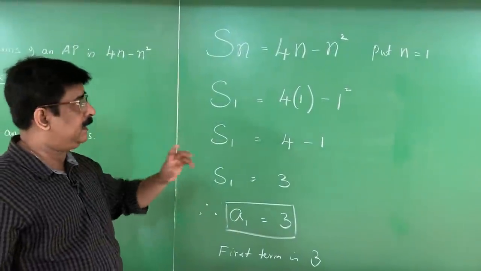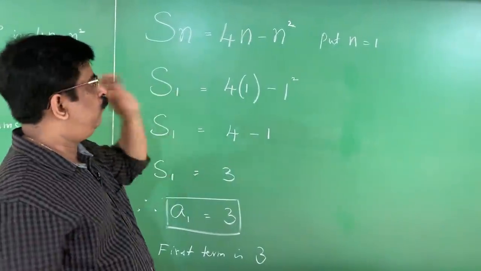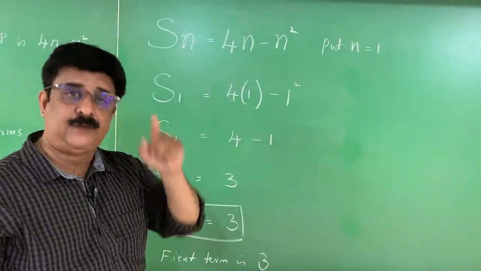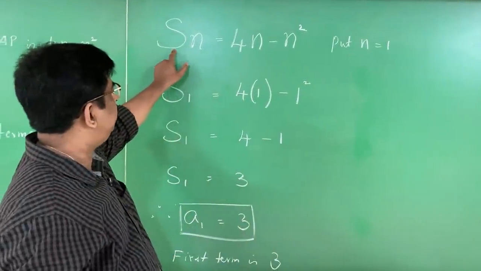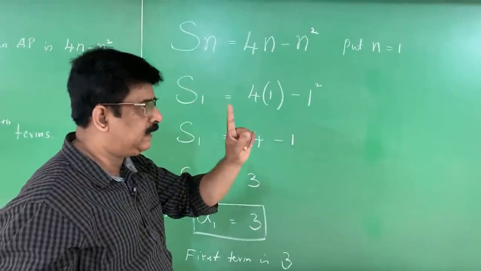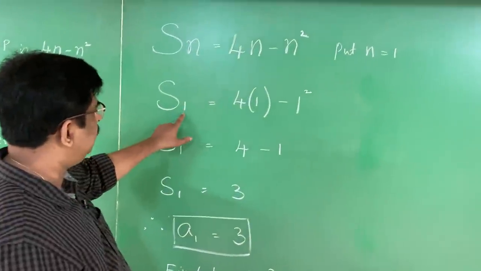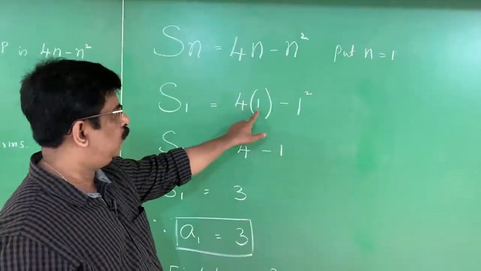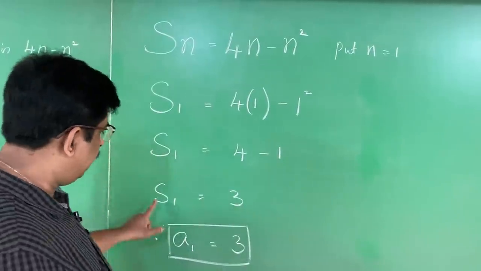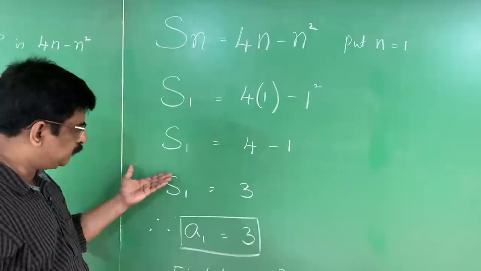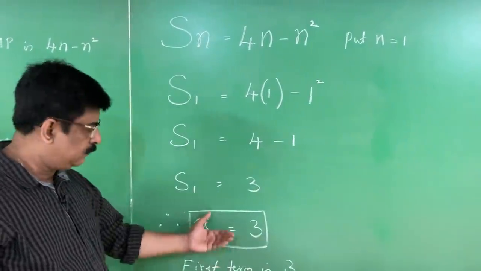Now again I repeat, he has given an equation, Sn is equal to 4n minus n square. Find the first term. S stands for sum. Sum of the one term. If there is only one term, then the sum is the term itself. Therefore, I replace n with 1, I get 4 into 1 minus 1 square, then S1 is equal to 4 minus 1, S1 is equal to 3. S1 is nothing but A1, therefore A1 is 3. The first term is 3.